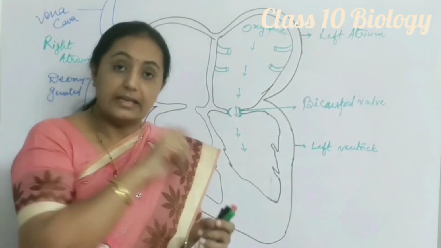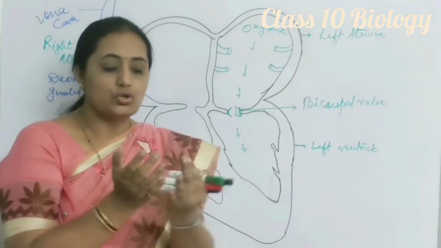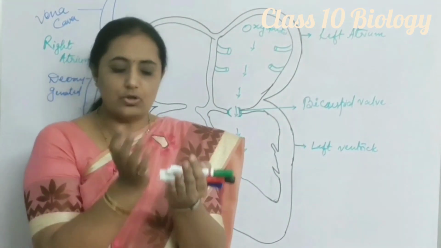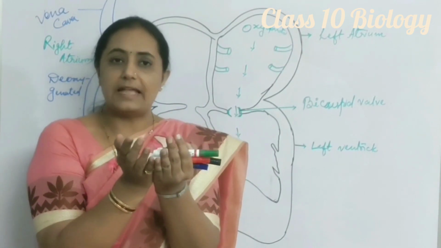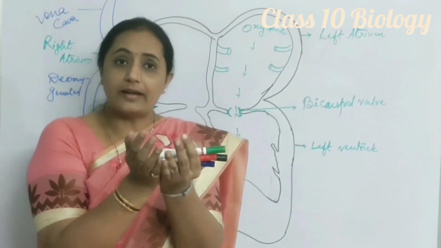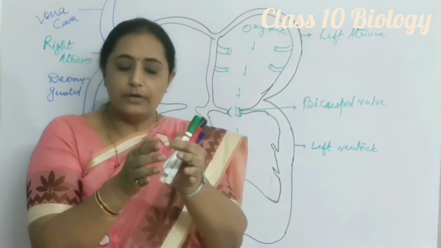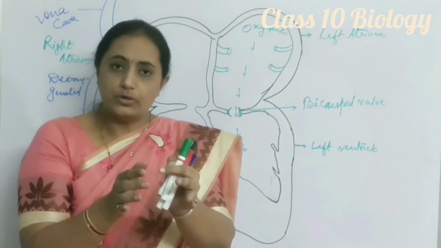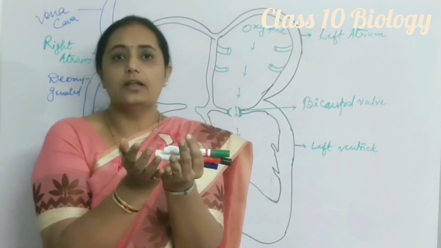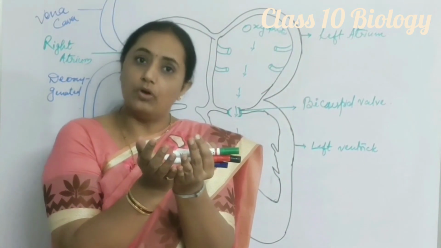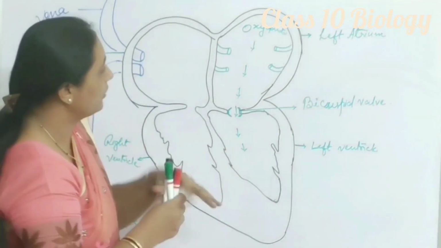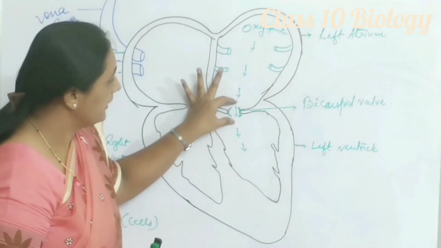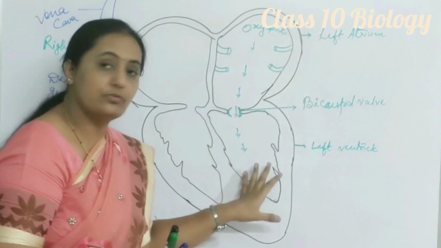Bicuspid valve means in this valve two flaps are there. Suppose the upper part is the auricle and the lower part is the ventricle, the valve is like this. As soon as the auricle contracts, immediately the valve opens and blood flows into the ventricle. Once the complete blood has dropped down into the ventricle, this valve closes again. That is the function of the valve, to prevent backward flow. Now this blood flows into this ventricle through this valve. The valve opens, and it will close once blood comes into the ventricle.